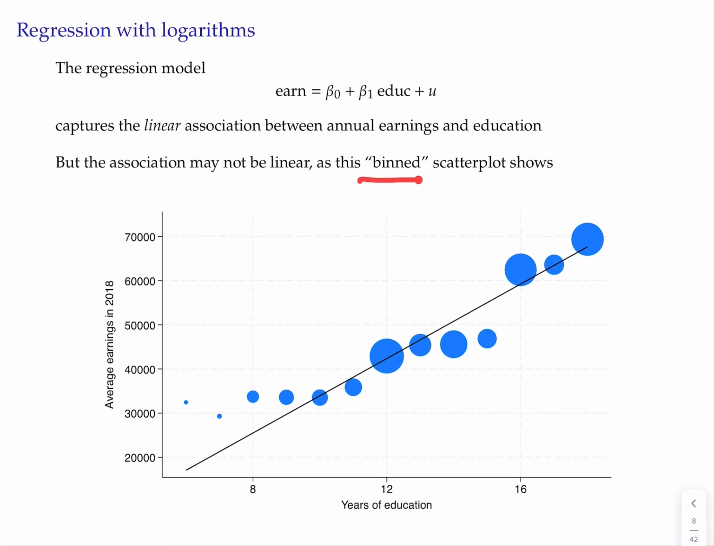This is an example of what's called a bin scatter plot, okay? And the marker sizes are proportional to the number of people in each group. And you can see that a line fits this reasonably well, but the slope of the relationship is actually flatter for most of the distribution of X, and then there's this jump at higher levels of education.